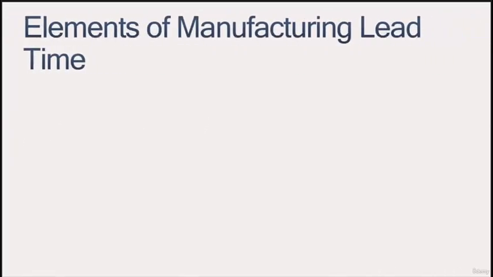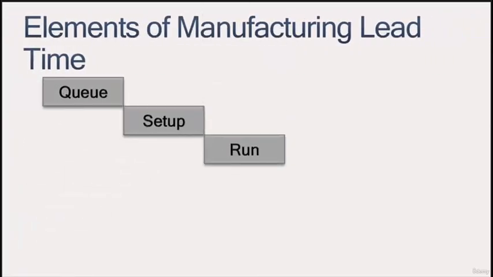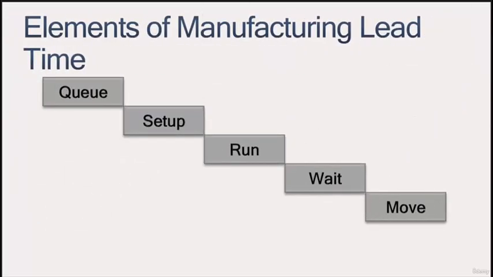Lead time has 5 elements. First is Q, which is the time spent waiting for the operation to begin. This is the time a part is sitting at the operation, waiting for the current part to be completed. Q is usually the longest element, and in my opinion, the greatest opportunity to reduce. Second is setup, which is the time spent getting ready to do an operation. This can include preparing tooling, preparing the work instructions, loading material.